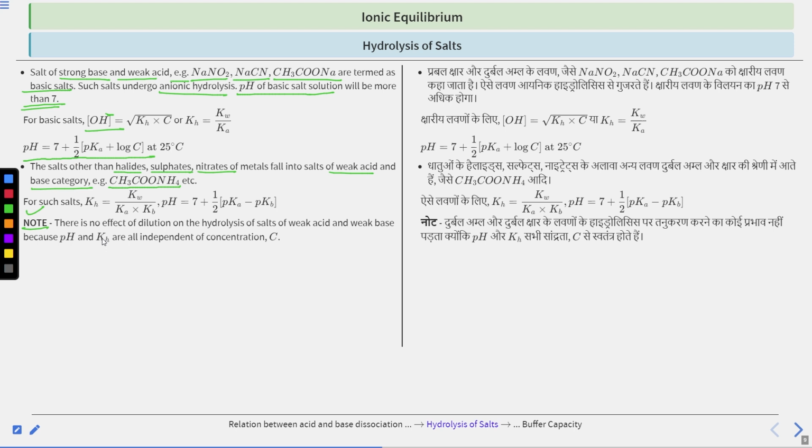There is a note: there is no effect of dilution on the hydrolysis of salts of weak acid and weak base, because pH and Kh are independent of concentration. This is a point to remember. That's why there is no effect of dilution on the hydrolysis of salts of weak acid and weak bases.